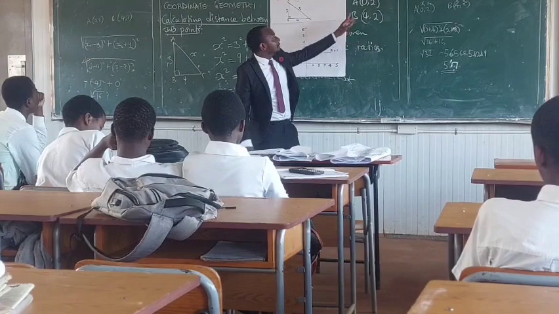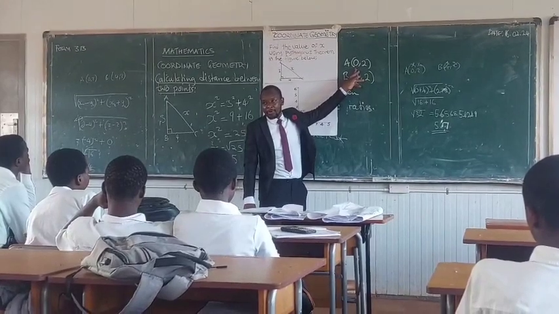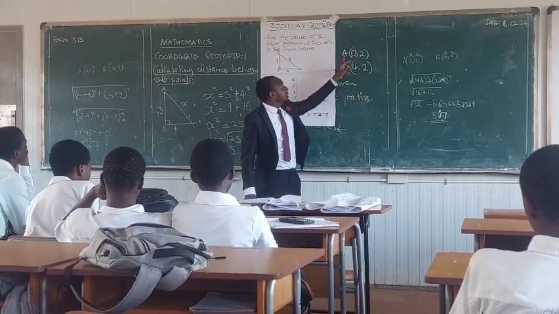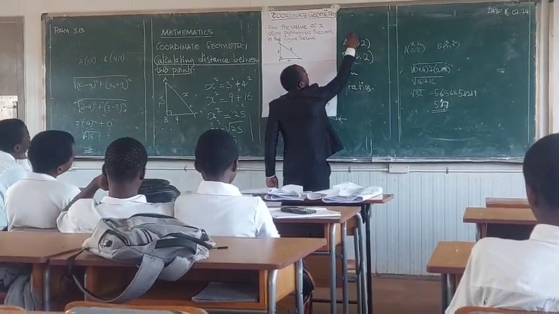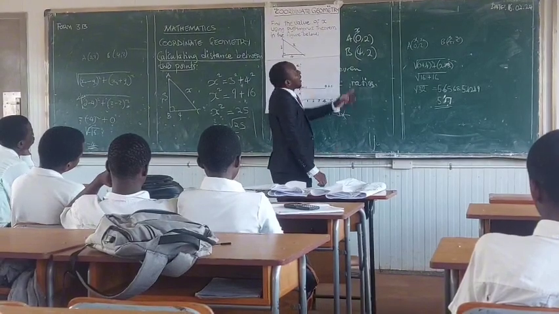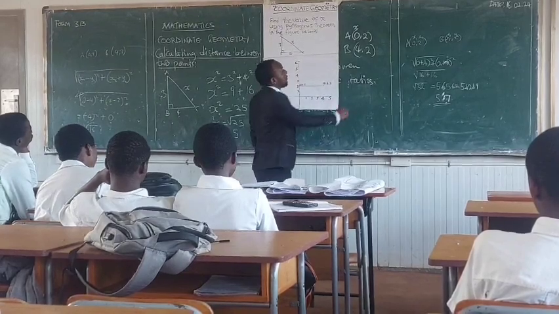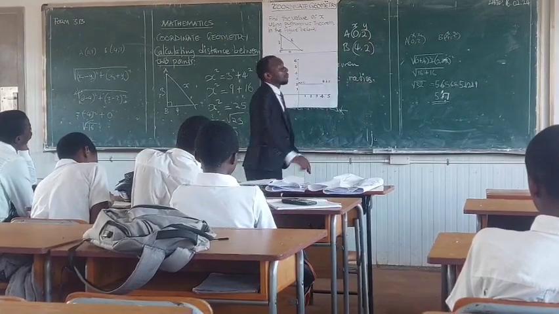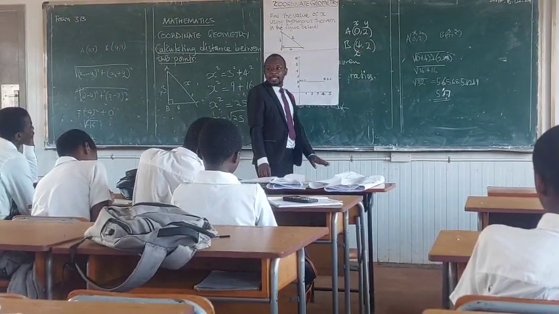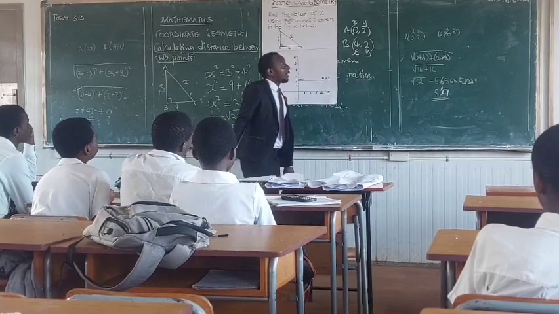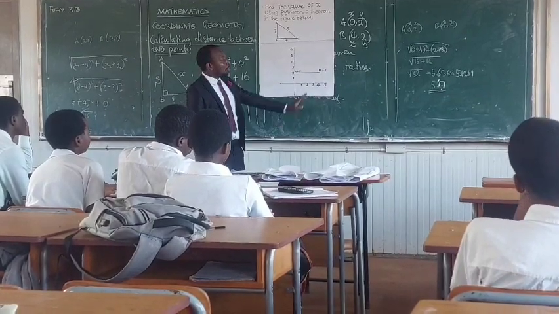Remember always that the first coordinate represents a coordinate from the x-axis. Are we together? So on the coordinates of A, 0 represents a coordinate from the x-axis, and the 2 represents a coordinate from the y-axis. Likewise, here 4 represents a coordinate from the x-axis, and 2 represents a coordinate from the y-axis. Are we together?